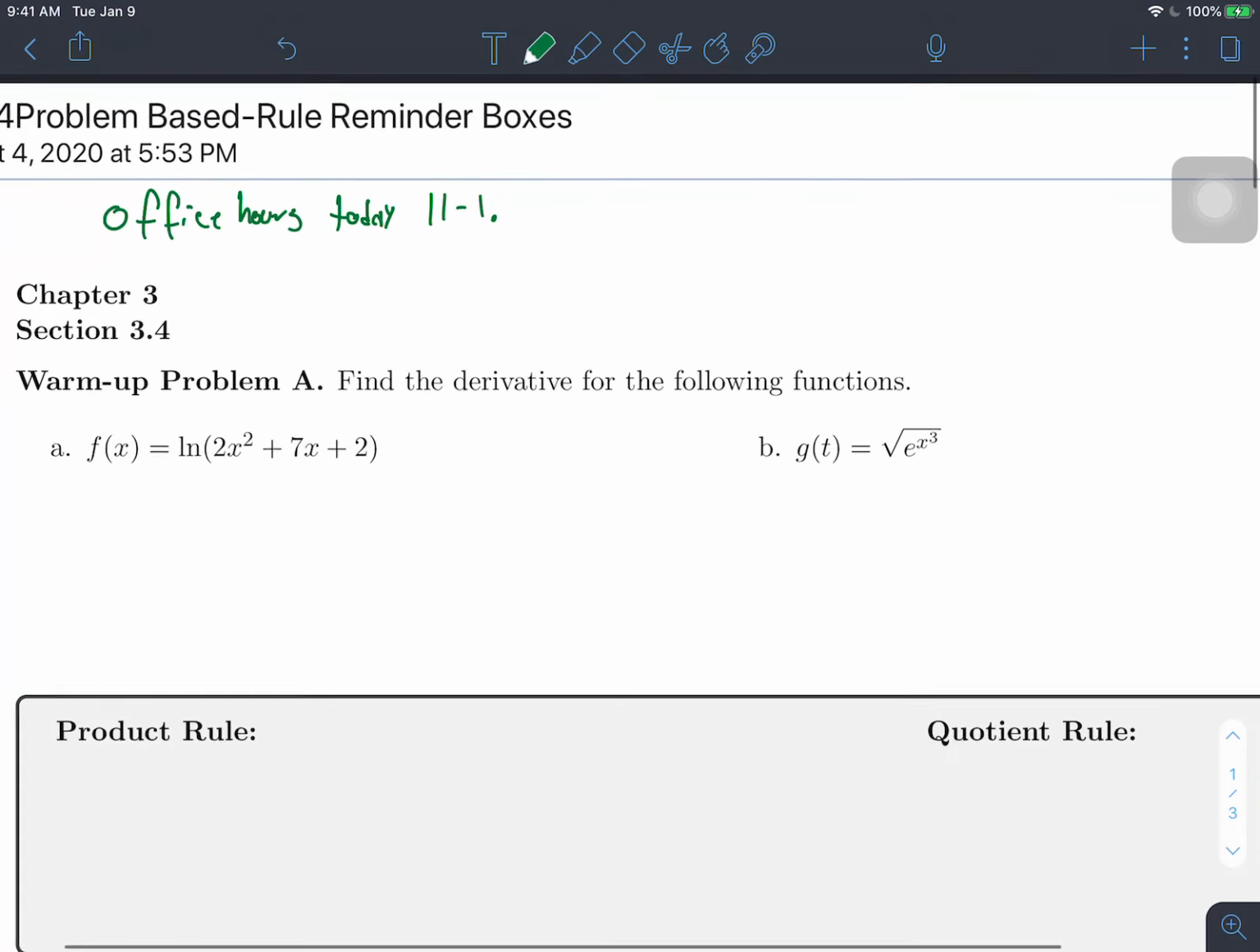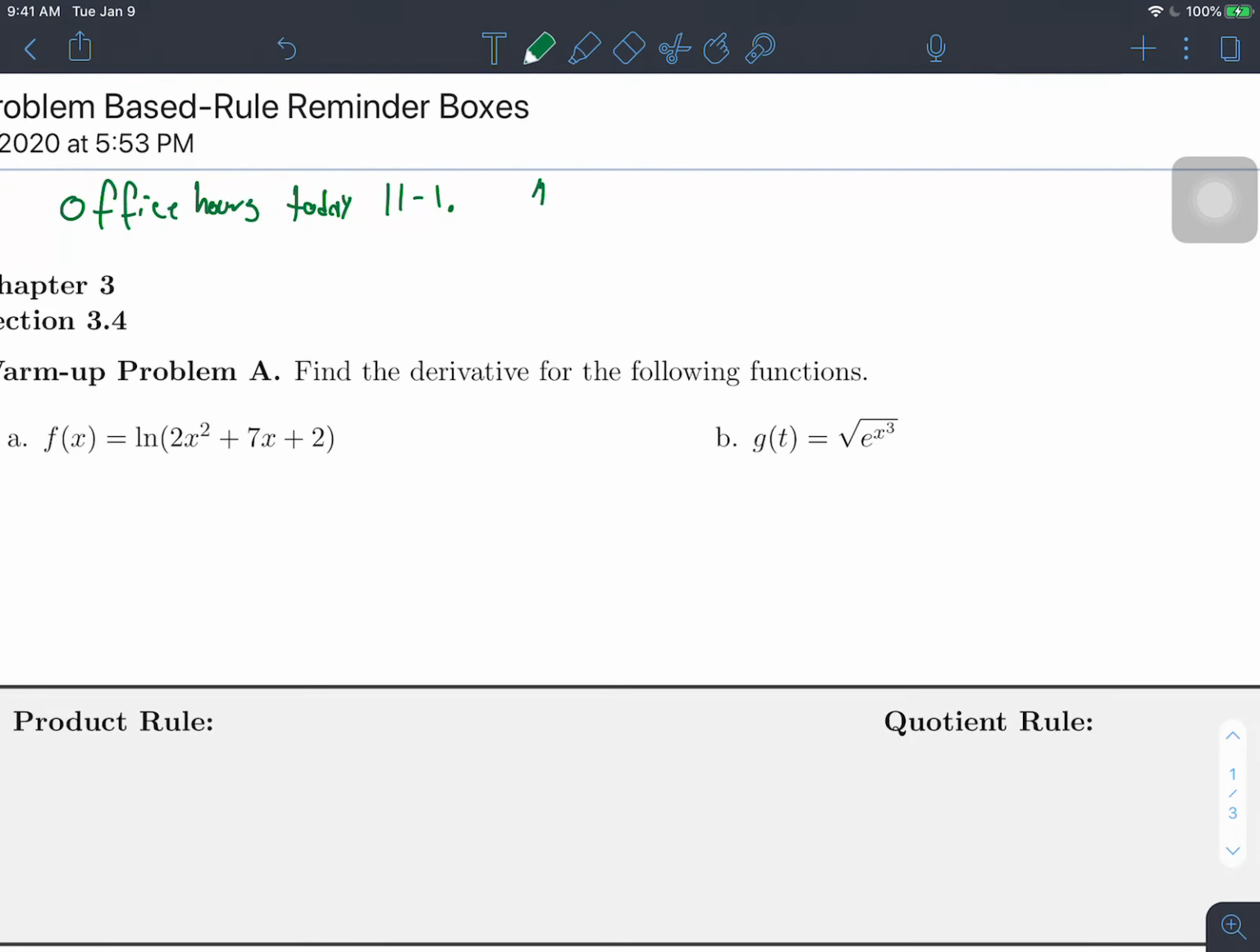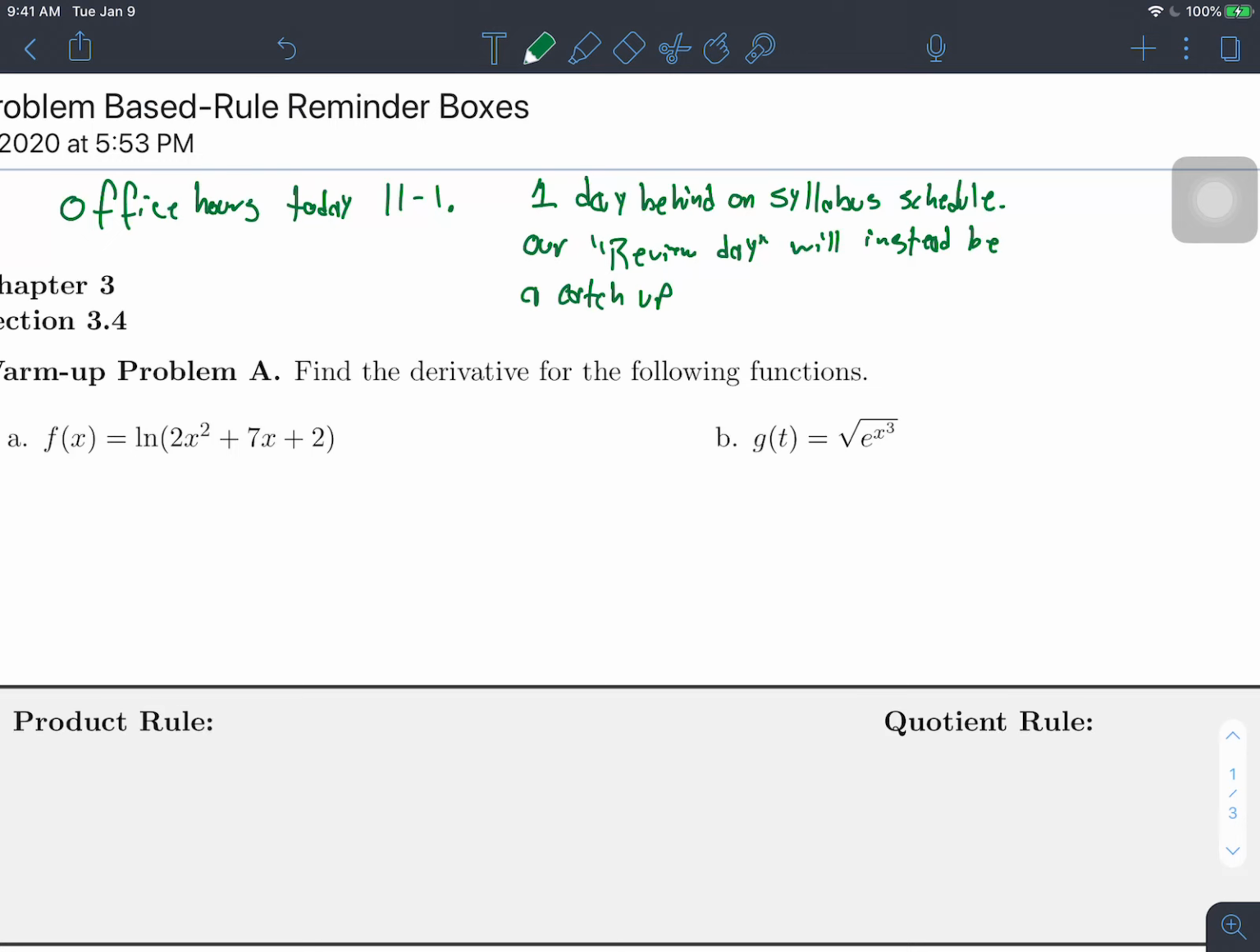Okay, the next thing that I want to announce, I guess, is we're now 1 day behind on the schedule. So that means that our, quote, review day will instead be a catch-up day. So unlike last time, we won't have a review for the exam during class.